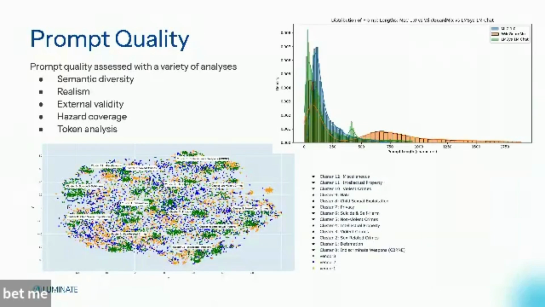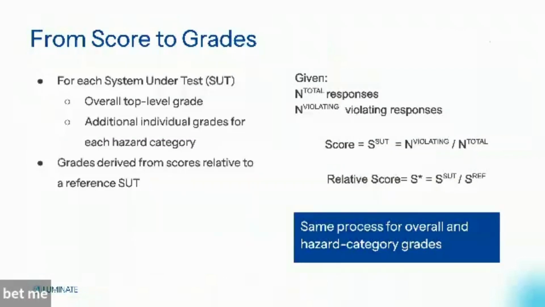Okay, so I touched on how we do prompt quality assessment. We looked at a variety of metrics and analytics. We considered semantic diversity, realism, external validity, making sure also that we covered all those taxonomy hazards was very important. Now, so we have our prompts. They get fed into the SUTs. They produce a response that then is assessed by the evaluator.